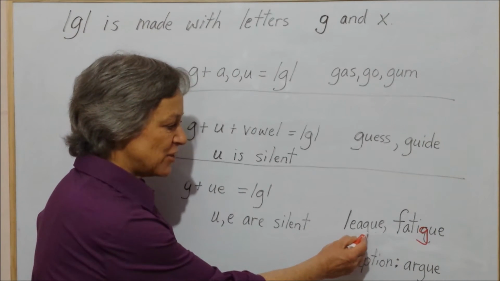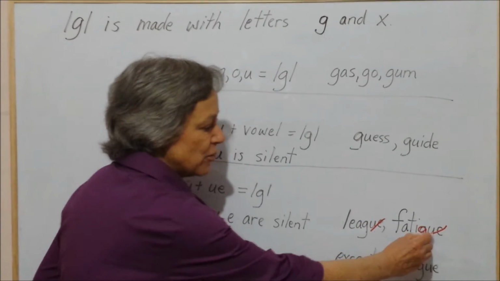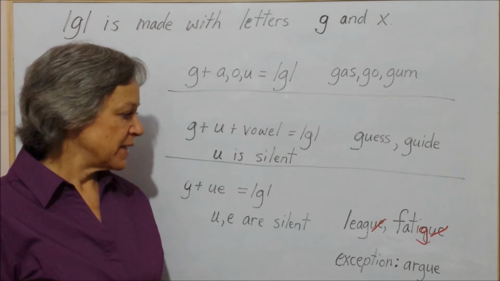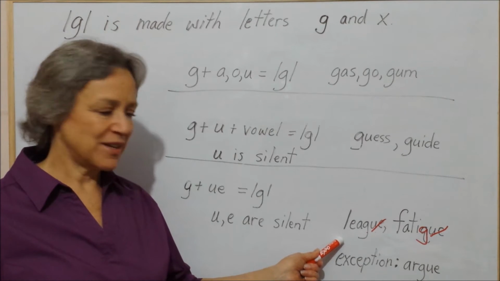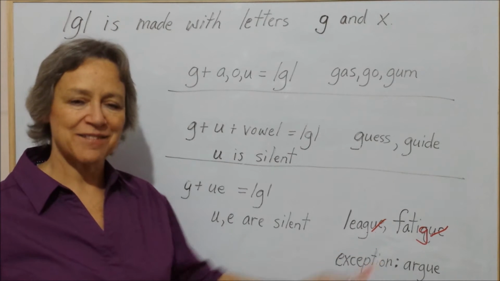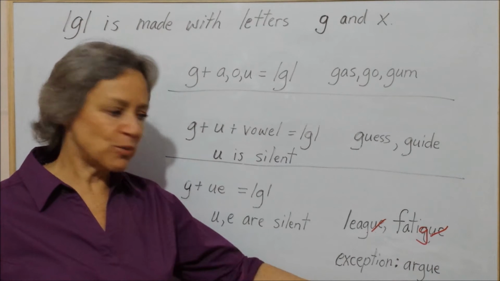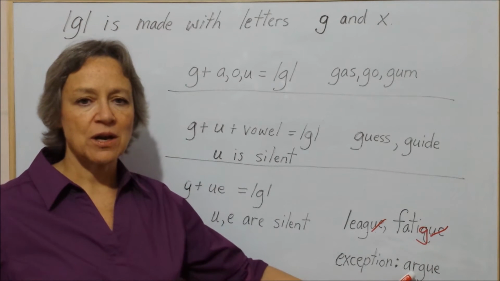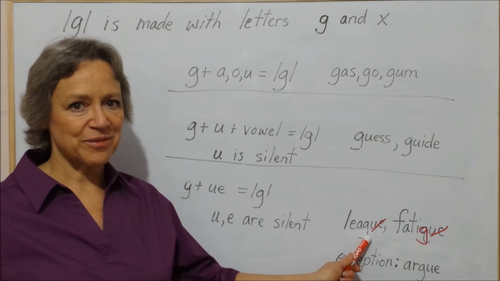Here we do have G-U-E, but both the U and E are silent. This is league. It ends in a G sound. League, fatigue. Okay? An exception to this is the word argue. In this word we do hear the U sound, argue. But most of the time we just hear the G. Okay?